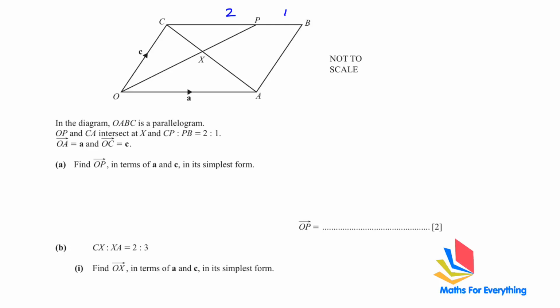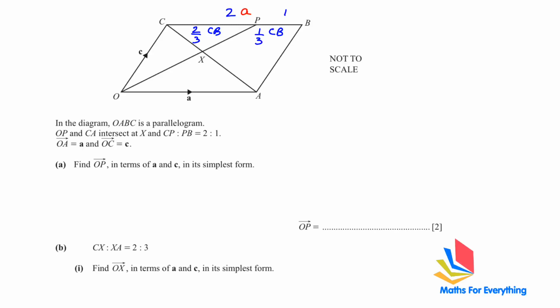What is CP? CP is 2/3 of CB and PB is 1/3 of CB. The reason for this is because it's divided into two parts and one part. So total how many parts are there? 3 parts. That will go in the denominator. And CB is parallel to OA, so CB is A.